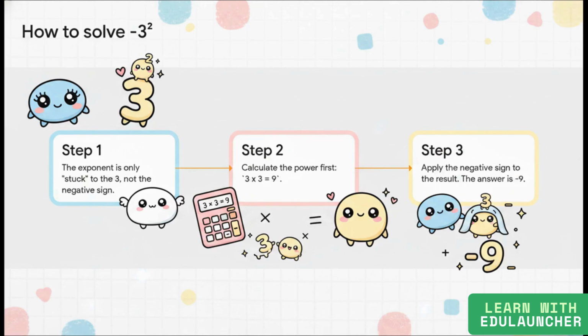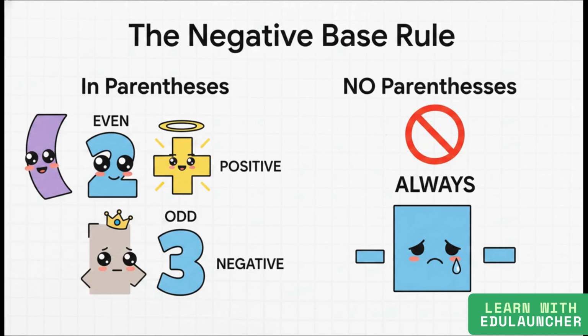See the difference? So here's a quick rule to help you remember. If a negative number is snug inside parentheses, an even exponent, like 2, 4, or 6, is going to give you a positive answer. But if there are no parentheses, the answer will always be negative.